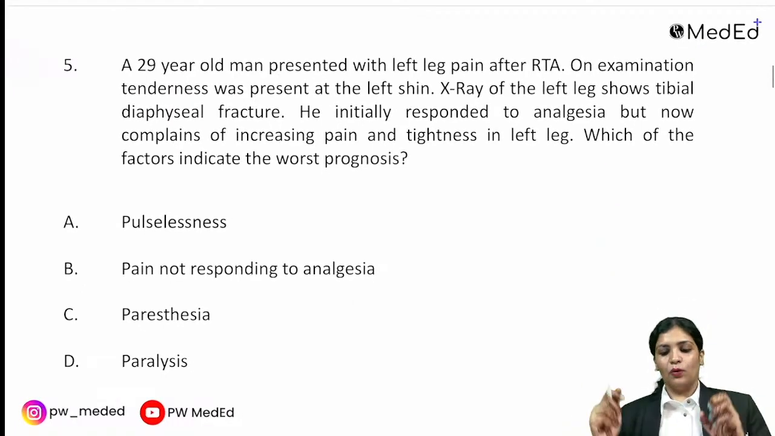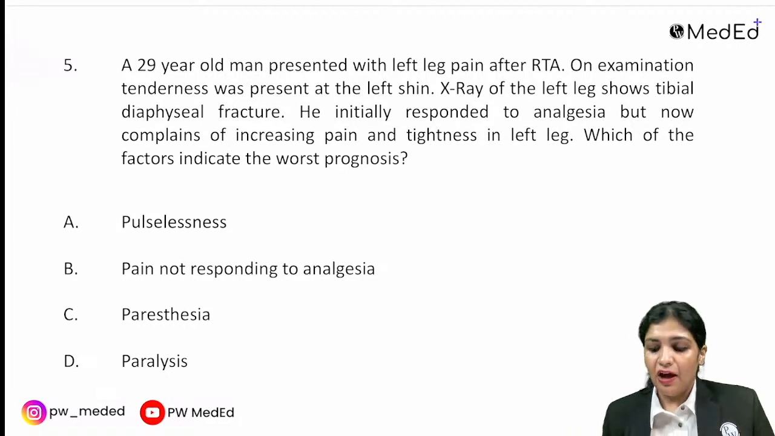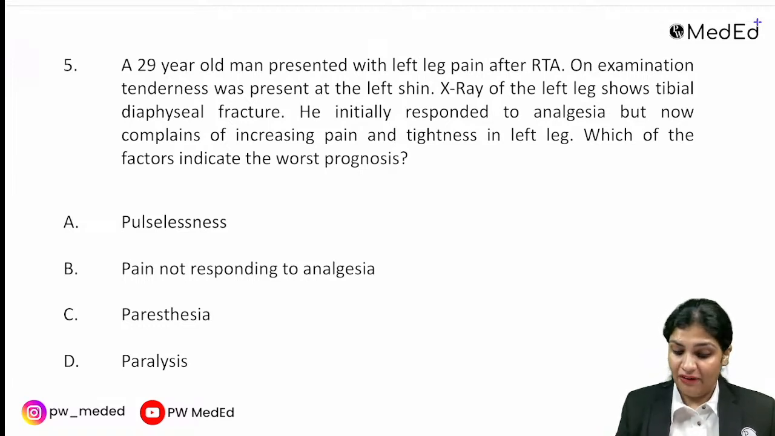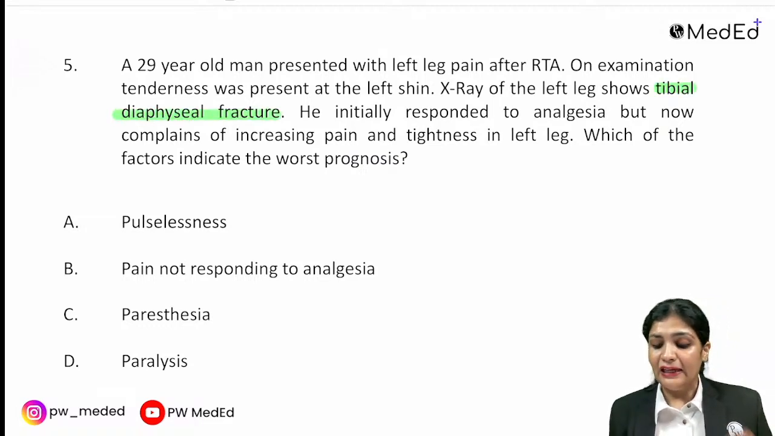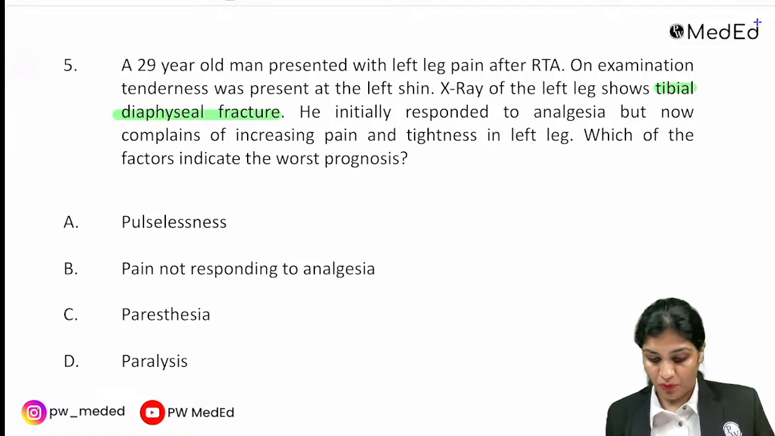A 29-year-old man presented with left leg pain after a road traffic accident. On examination, tenderness was present on the left shin. An X-ray of the left leg shows a tibial diaphyseal fracture. So here we have the fracture, that is tibial diaphysis. He initially responded to analgesia, but now complains of increasing pain and tightness in the left leg. Which of the factors indicate the worst prognosis?